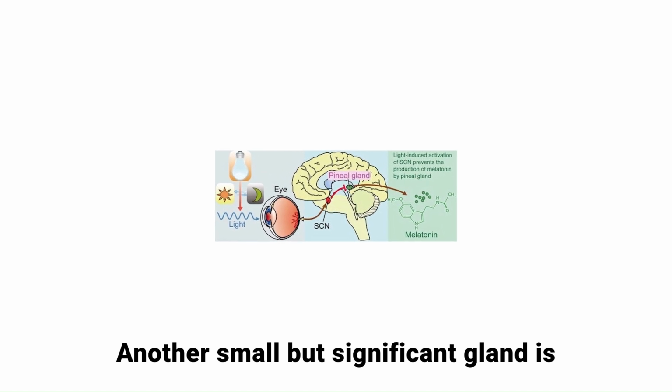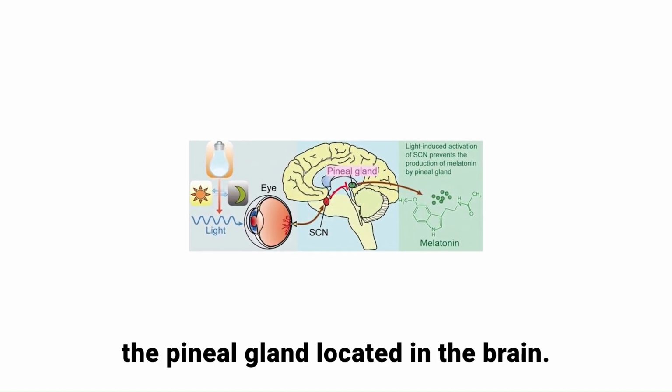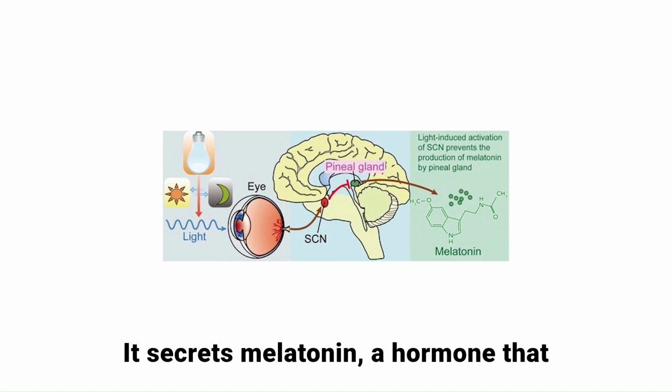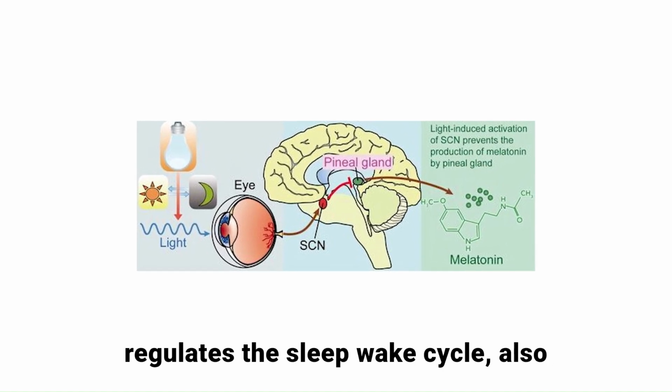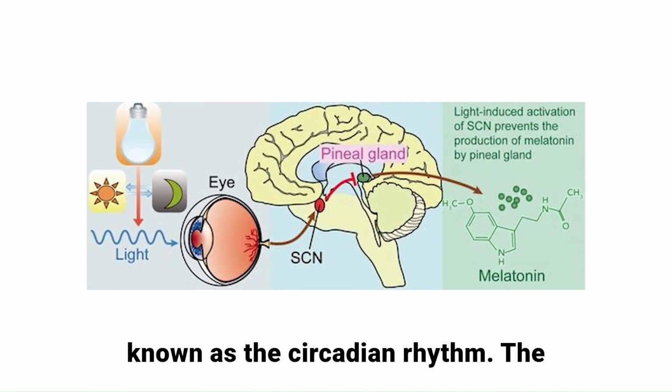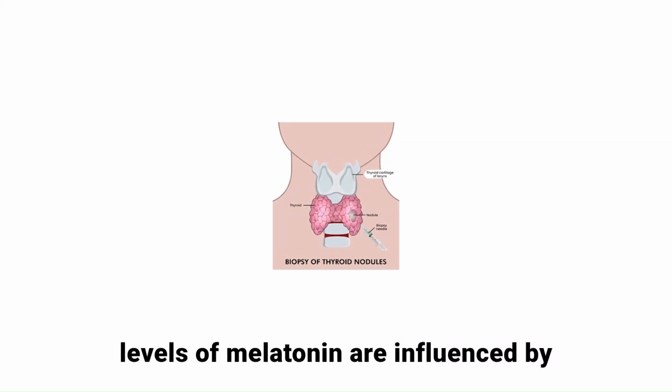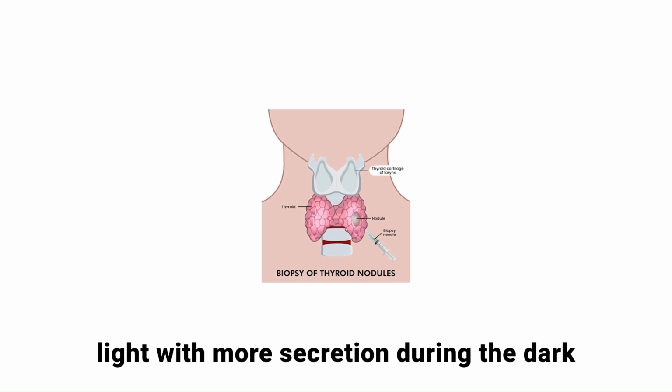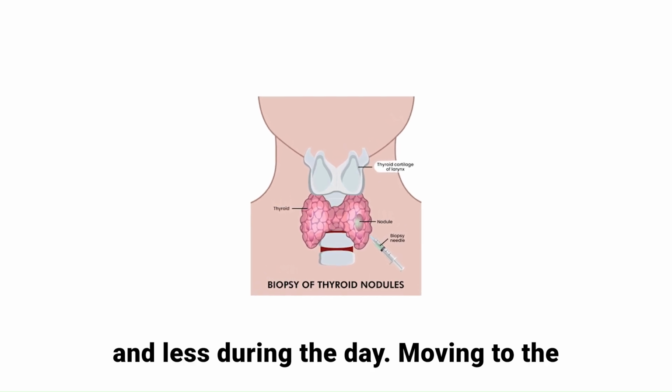Another small but significant gland is the pineal gland, located in the brain. It secretes melatonin, a hormone that regulates the sleep-wake cycle, also known as the circadian rhythm. The levels of melatonin are influenced by light, with more secretion during the dark and less during the day.